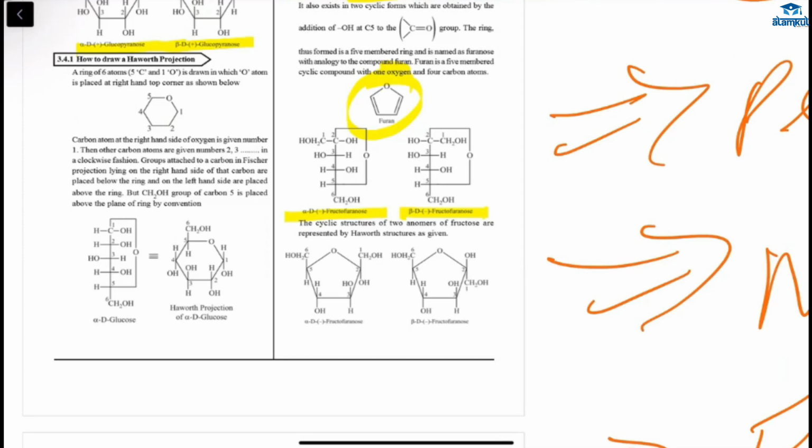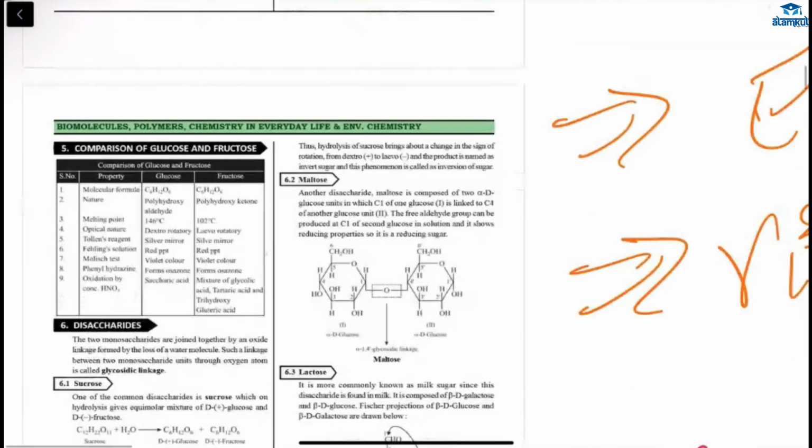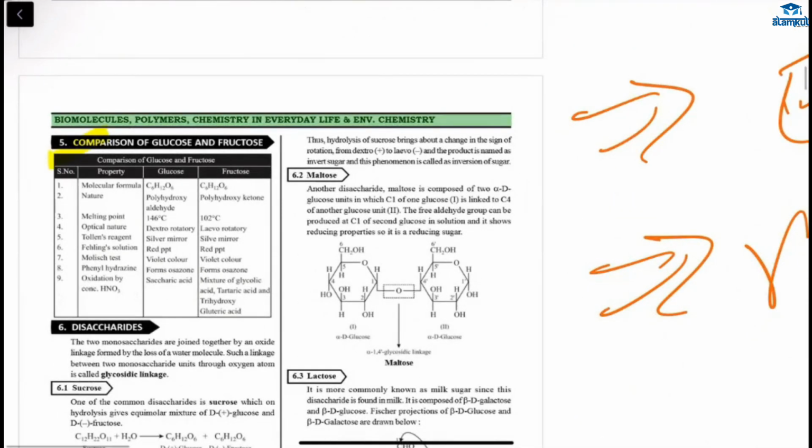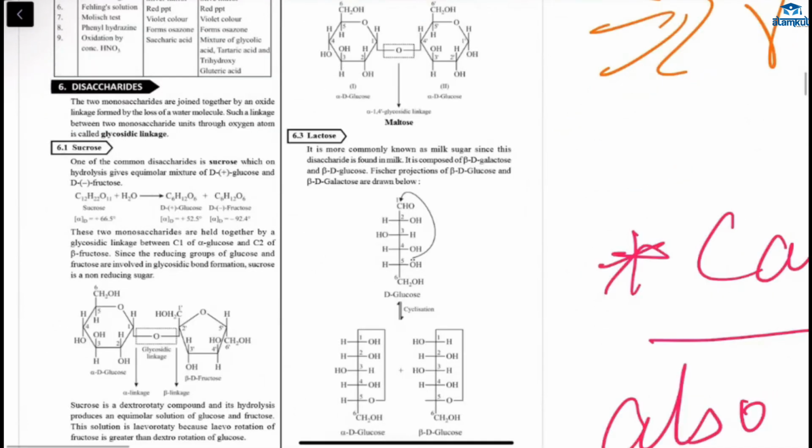Same way as for glucose, in that way only you will write the structure of fructose and the Haworth projection of fructose. Now the comparison you can see from these notes when I will share. There are basically comparisons related to Tollens' reagent, Molisch test, and Fehling's solution. Everything is there. Okay. What are the disaccharides?